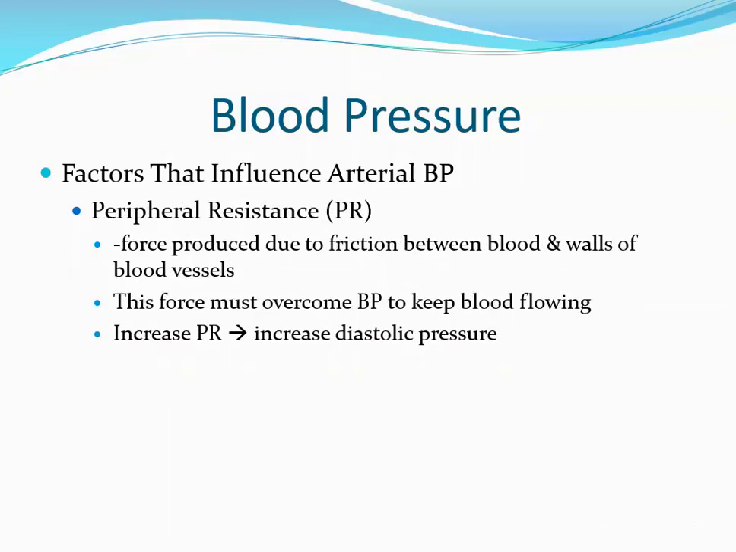Peripheral resistance also affects blood pressure. This is the force produced due to friction between blood and the walls of the blood vessels. This friction will slow down blood flow. To keep blood flowing, a force must be generated to overcome this friction, and this is blood pressure. Whatever affects peripheral resistance will affect blood pressure. An increase in peripheral resistance is registered as an increase in the diastolic pressure.